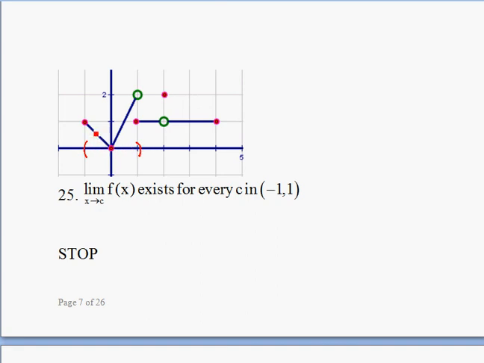Yeah, there's a limit all around here and here. There's obviously not a limit at +1, but we don't care about that because we're on the open interval. So therefore, this statement is true. So that takes care of that one.